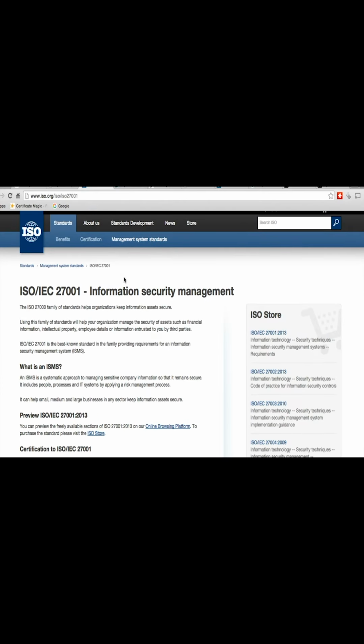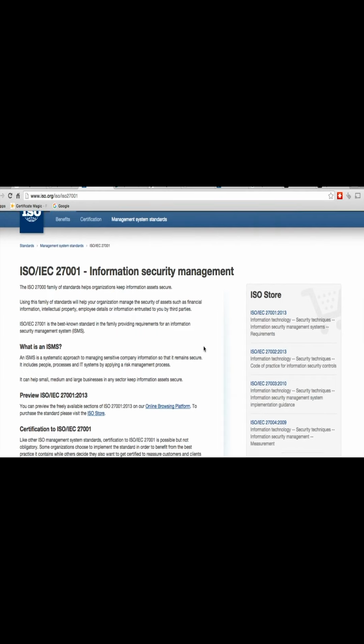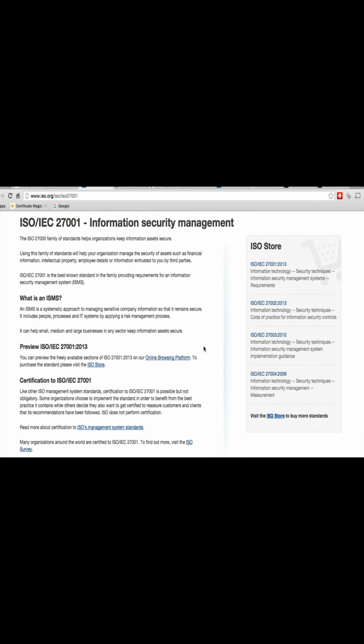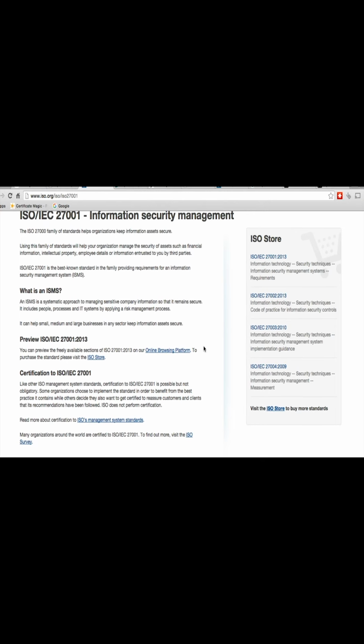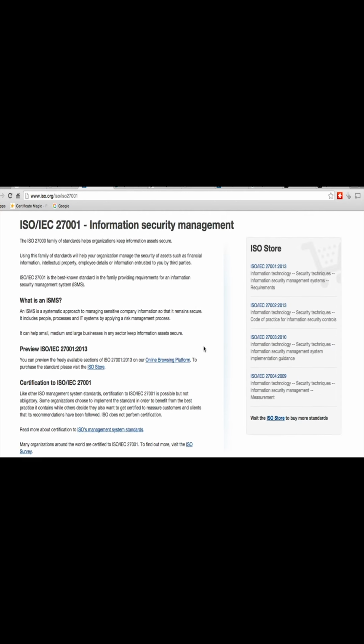Here's a brief look at ISO 27001, the International Standard for Information System Management, and it goes pretty deep as well into different tenets of information security. And who uses this? Well, international companies use that.